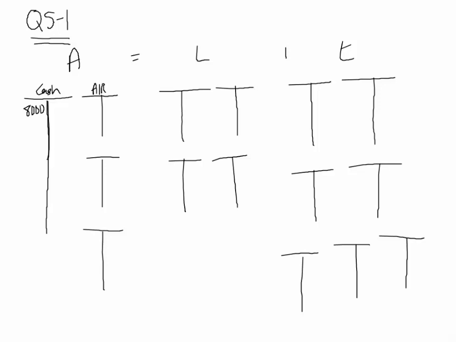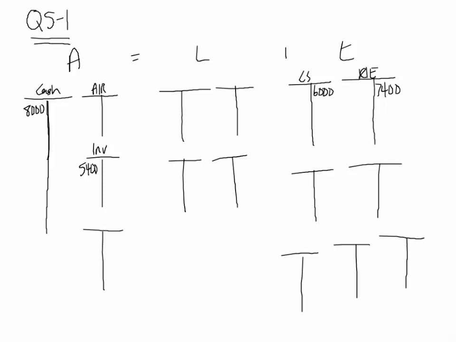I forgot inventory. Inventory is 5,400. We don't have accounts receivable, but we will. Common shares is 6,000, and retained earnings is sitting at 7,400. All right, and you're right, you do not need them. I'm just neurotic about it. So here are your T accounts.